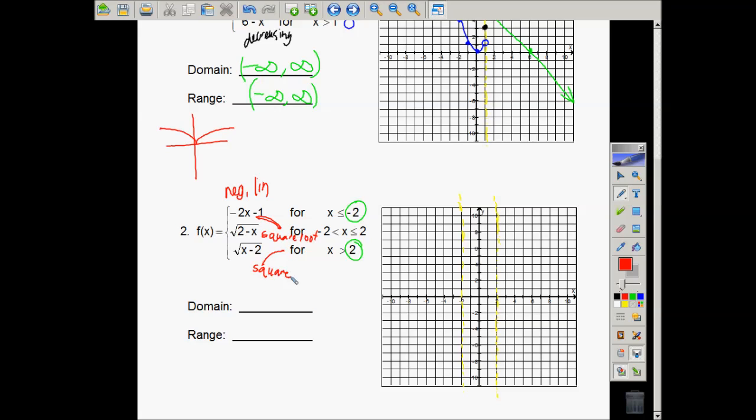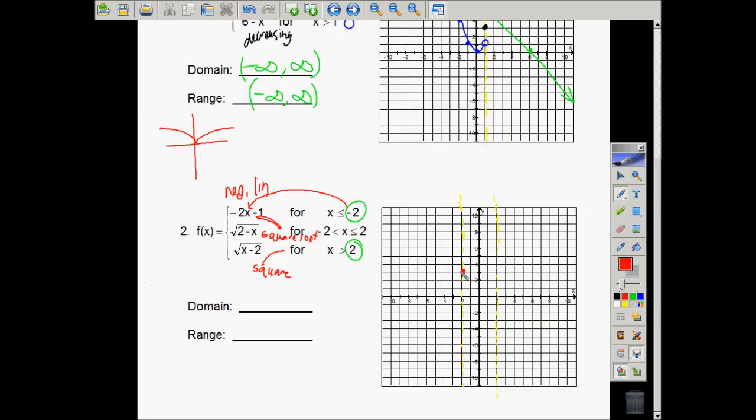There's a lot that can be told from just looking at the function itself. So I'm starting at -2x minus 1, and this happens when x is less than or equal to -2. The first thing I do is plug in -2. I get -2 times -2 is 4, and 4 minus 1 is 3. So at -2, I have a closed circle at 3. Why is it closed? Because I have that equal.